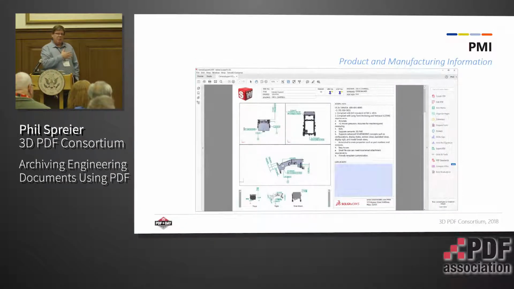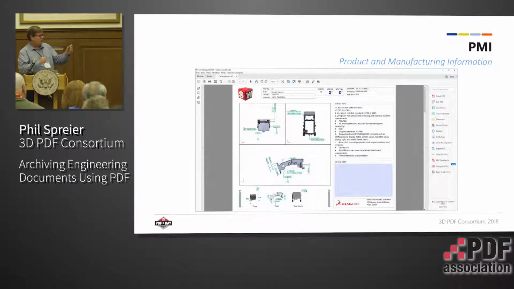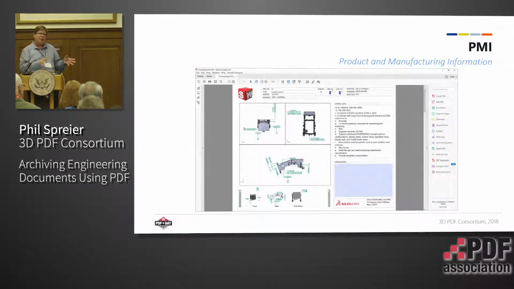Next thing we'll talk about is PMI, product and manufacturing information. That's geometry, dimensions and tolerances, and other things that you need that are going to describe how you're going to actually manufacture this part. So the model gives you shape, but if I want to know how it fits together, form, fit, and function, I typically need some level of dimensions or tolerances that are going to tell me that.